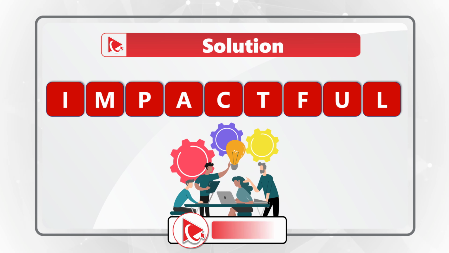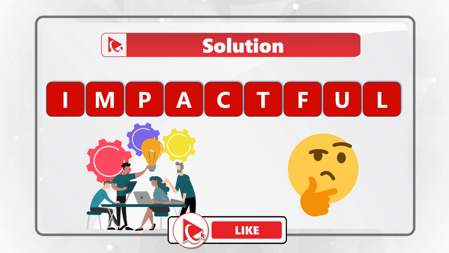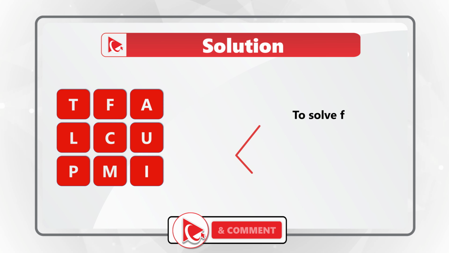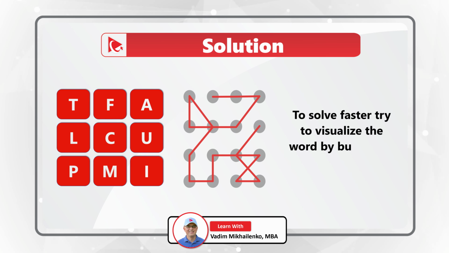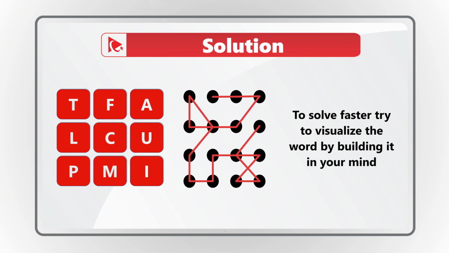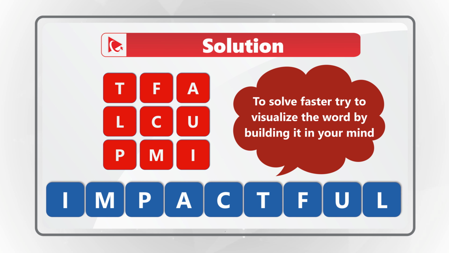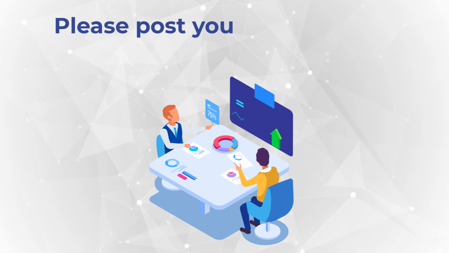I get a lot of questions on how to solve these types of challenges. The best way I found is when looking at the letters, try to draw lines connecting the letters and see if you can come up with the word. In this case, letters next to each other in the real world are next to each other also in this test question. So if we connect I, M, P, A, C, T, F, U, L, you get to the correct solution. Do you have a better way to solve it?